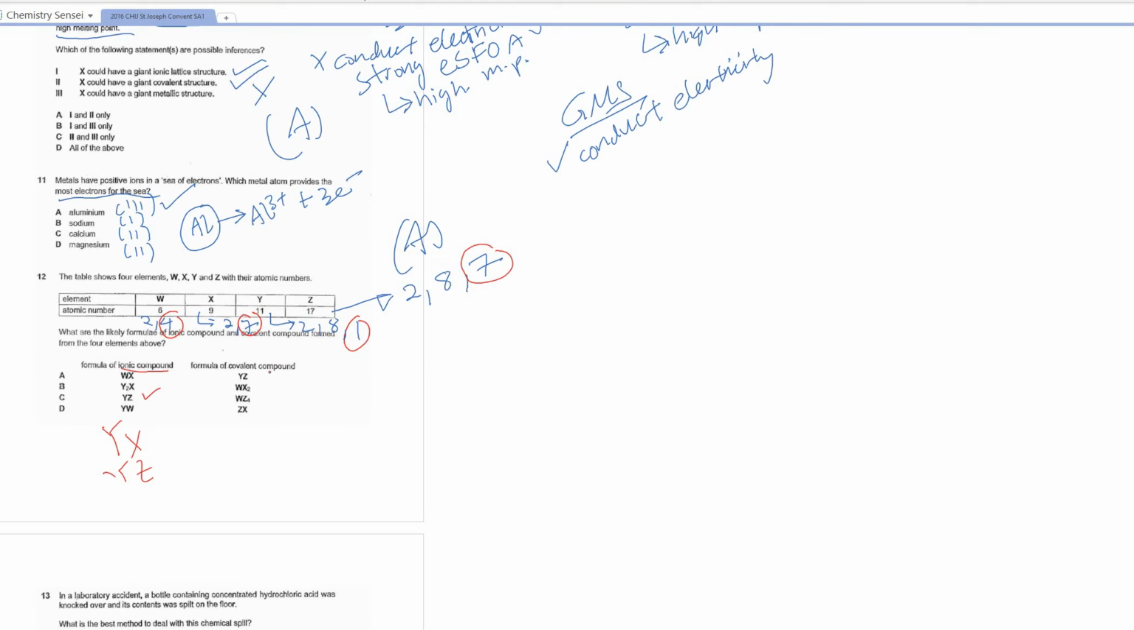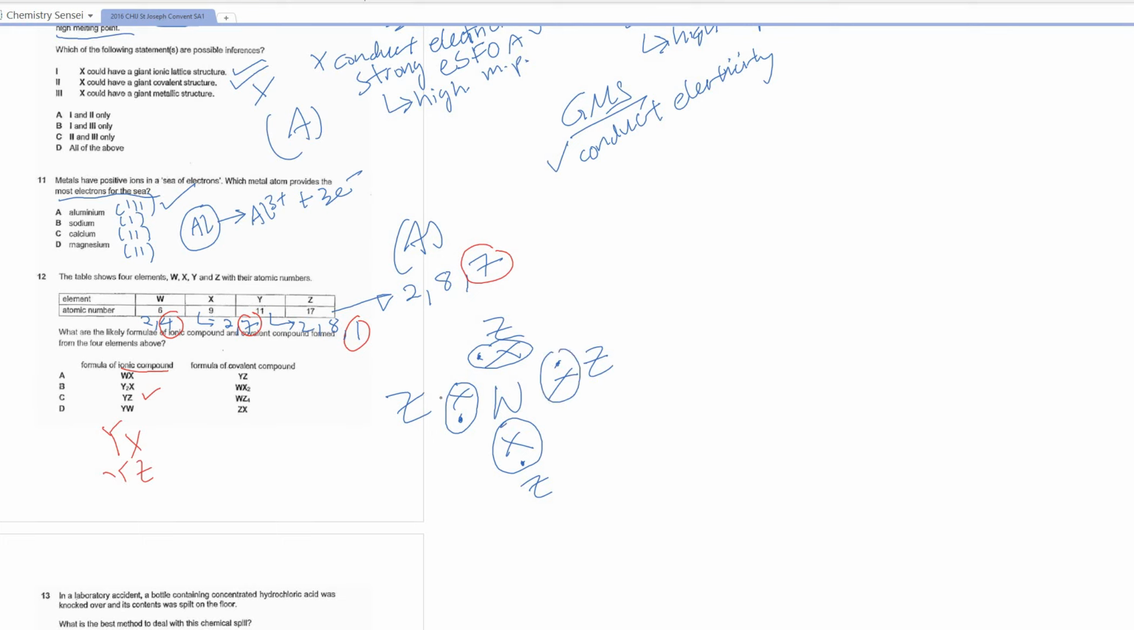How about the covalent compound part? So we have WZ4, because W is in group 4: 1, 2, 3, 4. You will need 4 Z's: 1, 2, 3, 4. 4 Z's to share its electrons with, so that it can have 8 electrons in its outermost shell.